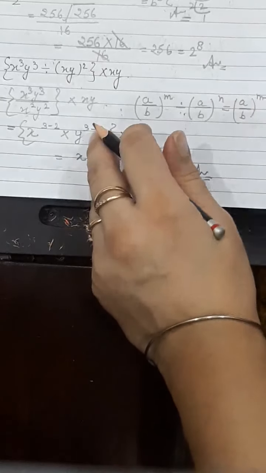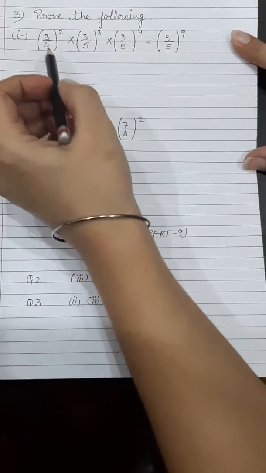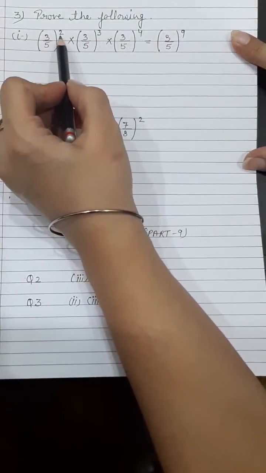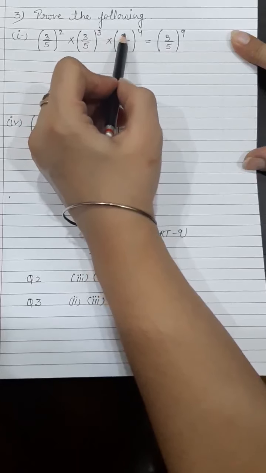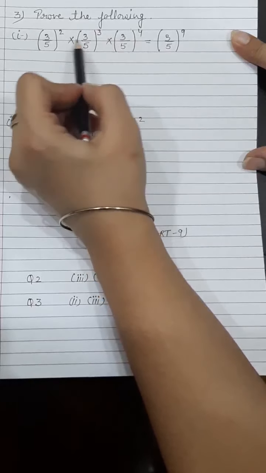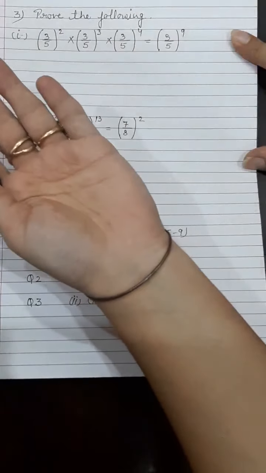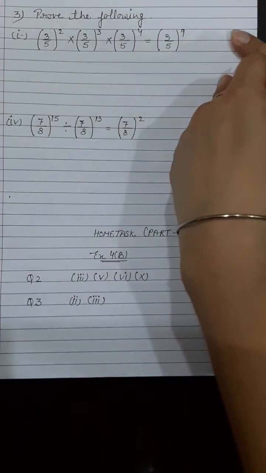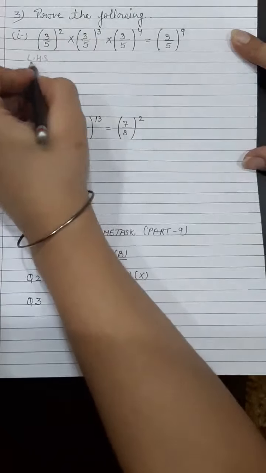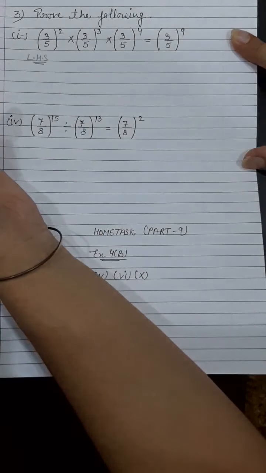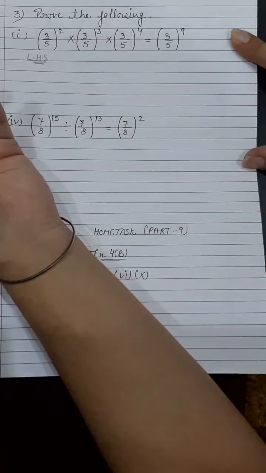Is it clear? Now, third numerical, prove the following. Here you have to prove 3 upon 5 to the power 2 into 3 upon 5 to the power 3 into 3 upon 5 to the power 4. When you will solve, 3 by 5 to the power 9 will come. So you have to prove that left hand side is equal to right hand side. So here first solve left hand side only, the answer should be the right hand side. Then only you can say both left hand side and right hand side are equal, hence proved, right?